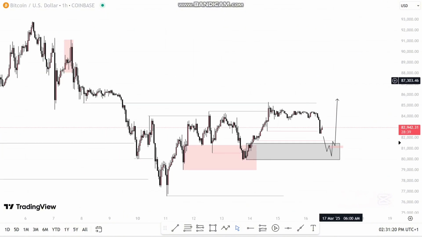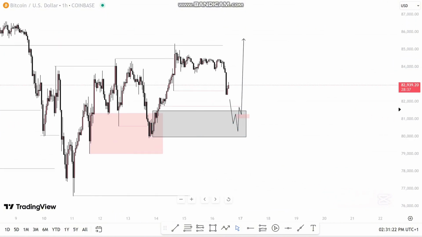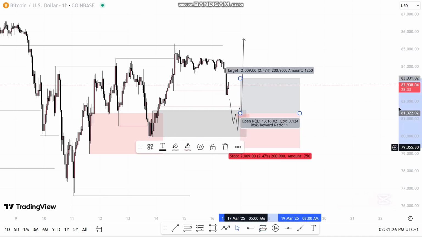So this is just the weekly forecast on the BTC USD. So stay tuned, guys. We are looking for buys next week.